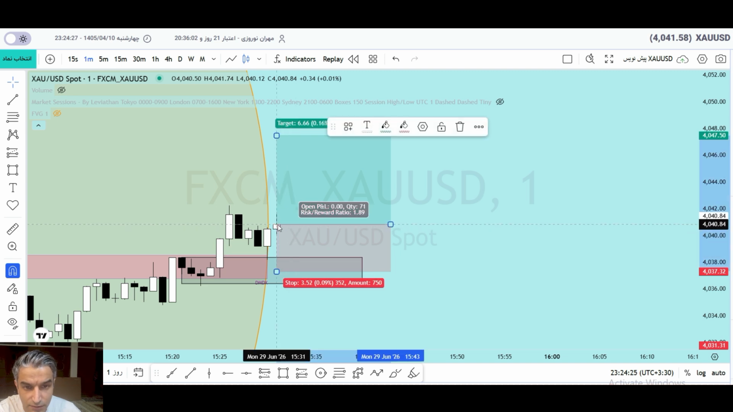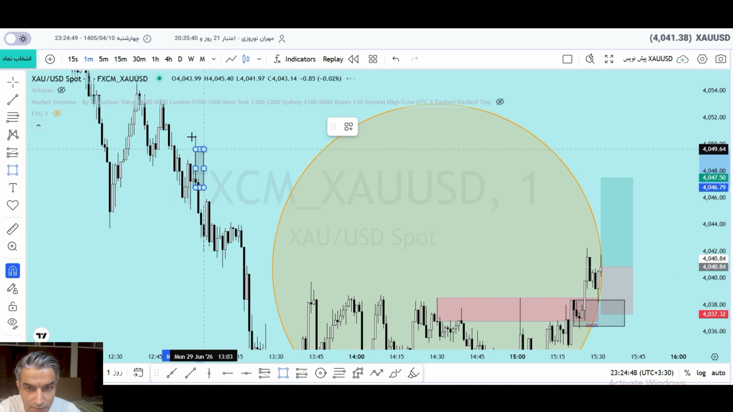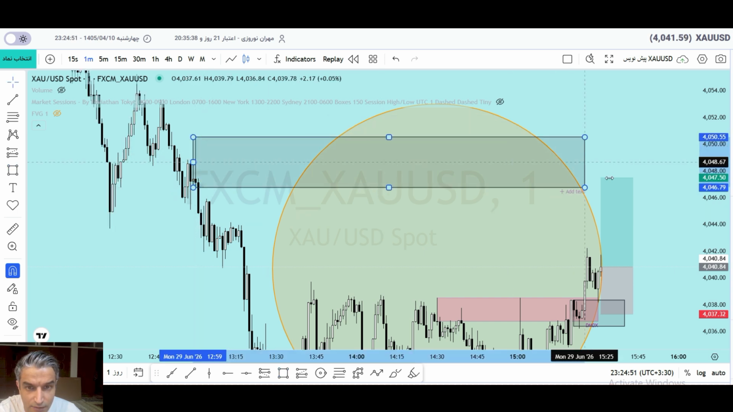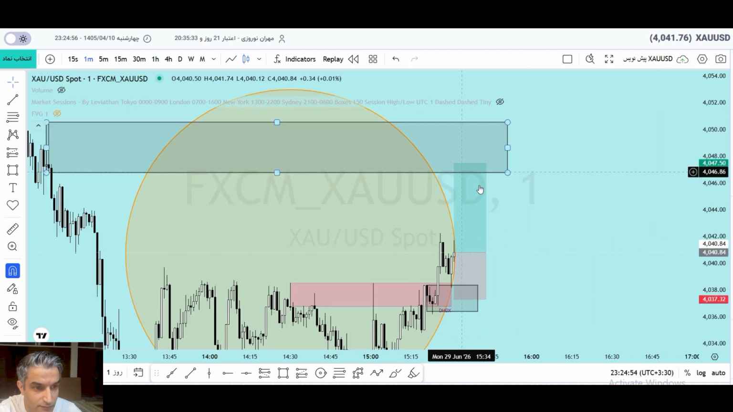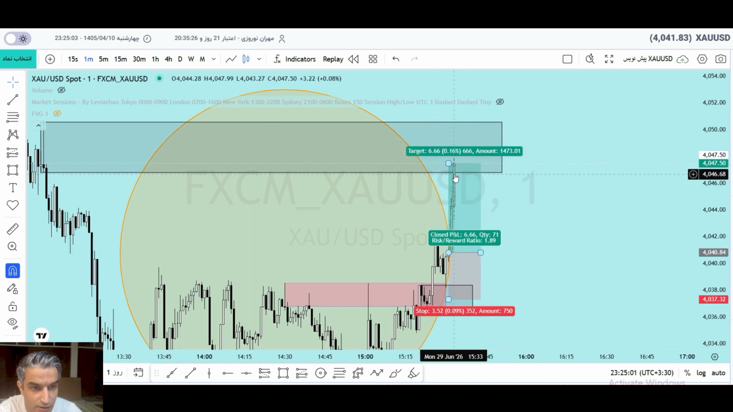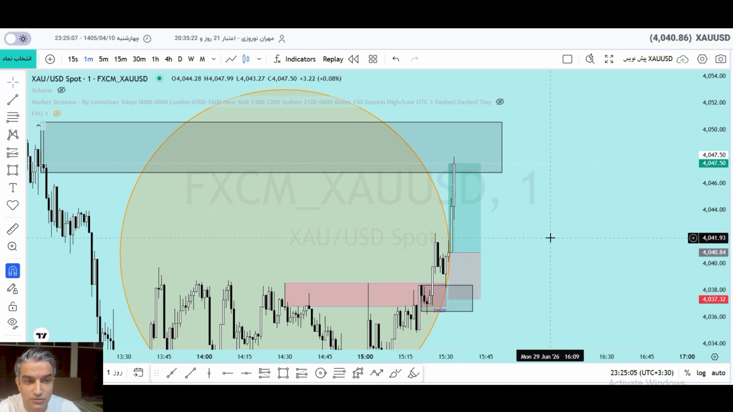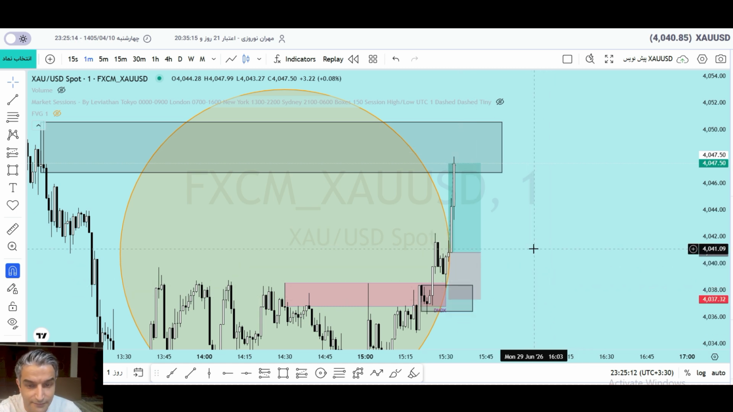Then I enter the position here, and because there is an unmitigated block on the reverse side, I prefer to close my target in this area. As you see, within 2 candles in 2 minutes, price touched my target, and I closed my position.